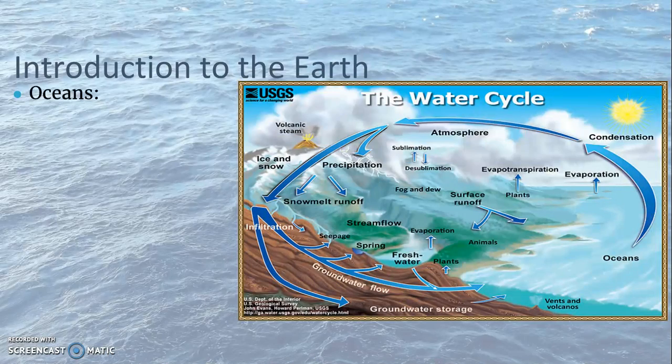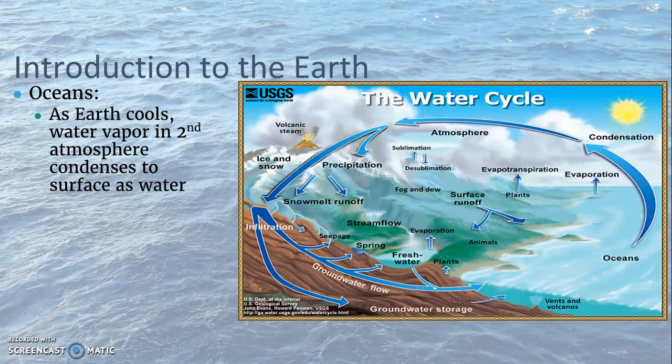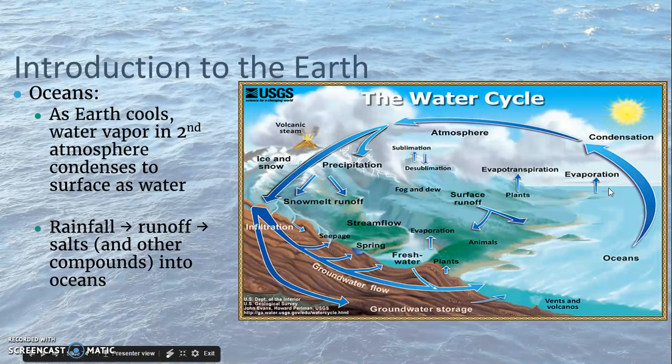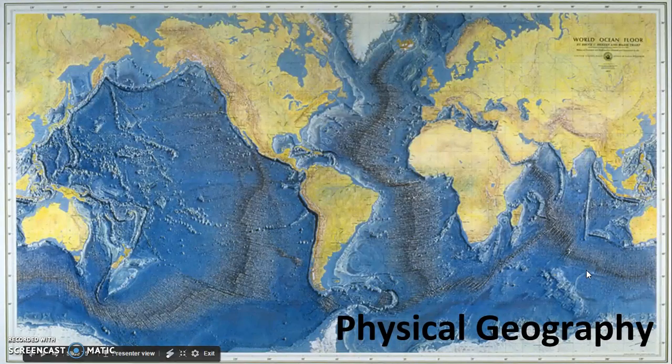So let's look at how our oceans are impacting our Earth. As the Earth was starting to cool, water vapor in the second atmosphere condensed to the surface as actual water. So we've got our water cycle. Remember, we said there was tons of water vapor in the air. It's starting to cool, fall, and sink in the form of precipitation. And we're going to end up getting all of these freshwater sources, our ocean sources. So we've got rainfall, runoff, and salts, all of these things being pushed into the ocean. As precipitation is falling, it's pushing all of these sediments down into our oceans, creating the salty oceans and seas that we can see.